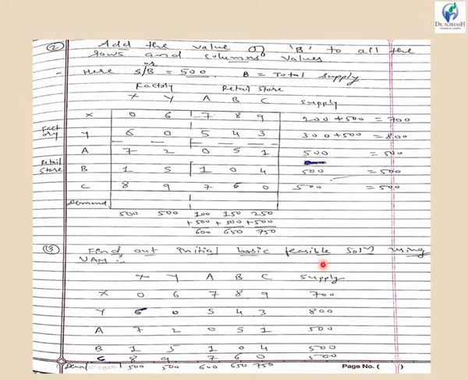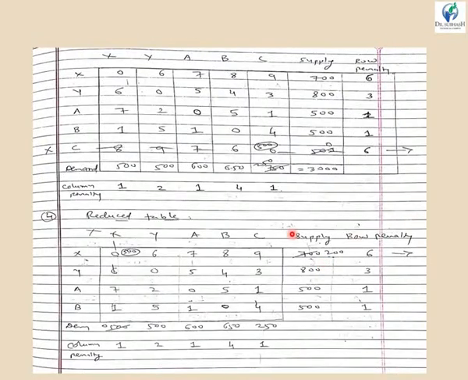So now moving to the next slide. This is the table. Now according to the VAM method, we will find the penalties of rows and columns individually. By finding out the penalty of this X row, the first row, the smallest element is 0 and the second smallest is 6. So the difference of those two will give you 6.